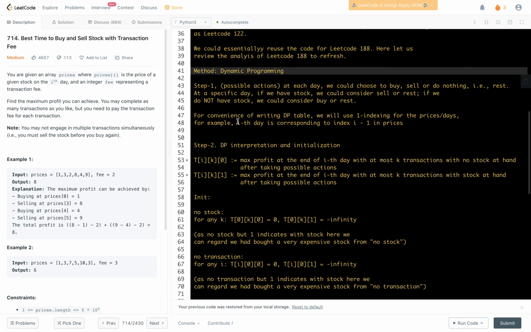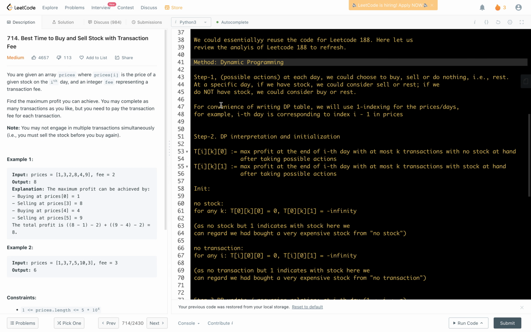Let's assume that we allow at most K transactions, capital K. This dynamic programming idea consists of the following steps in full detail. First, we need to know the possible actions we can take each day. Here we consider buy, sell, or do nothing, that is, rest, on each day. In more detail, on a specific day, if we have stock, we could consider sell or rest. If we do not hold stock, we could consider buy or rest.